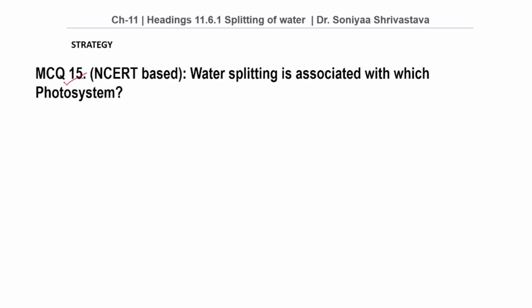Moving on to MCQ number 15. Water splitting is associated with which photosystem? Student, both PS2 and PS1 absorbs light, but only one of them has the special machinery needed to split water. This machinery is called oxygen evolving complex, that is OEC, also known as water splitting complex. So the question is, which photosystem owns this machinery? Now coming to our options.